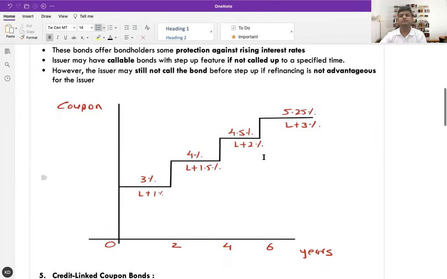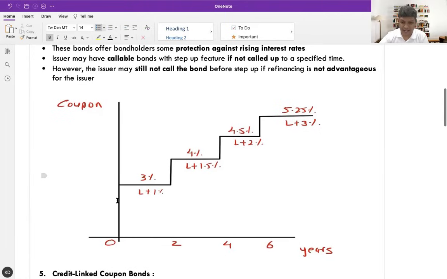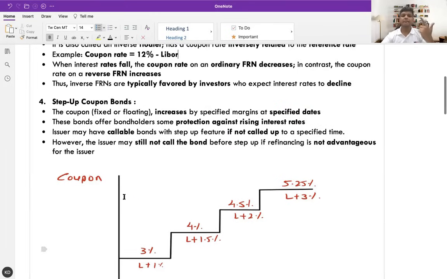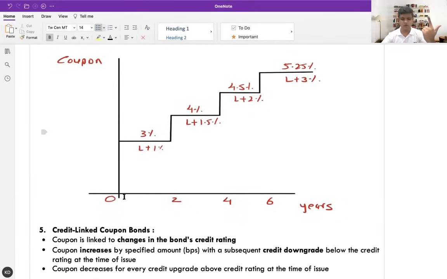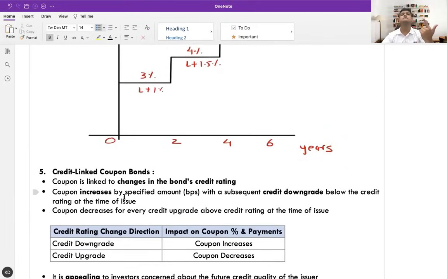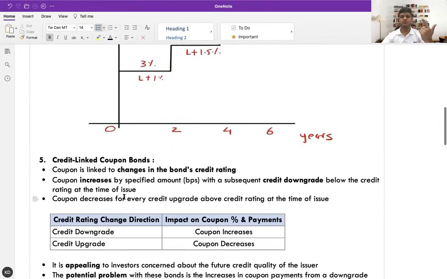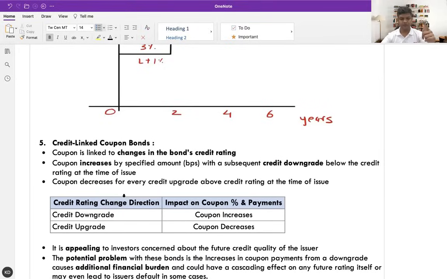Everyone clear? So it's not every year different. It's the same for the first 2 years, then maybe different for the next 2 or 3 years, and so on. So the coupon increases in stages. That's why it's called step up coupon bonds. Everyone clear? Any doubts? I'll move to the next one.